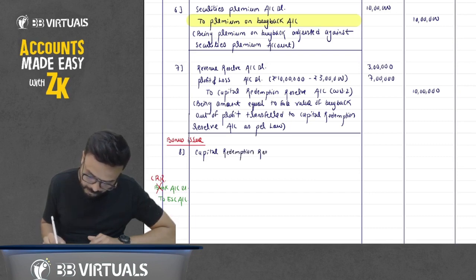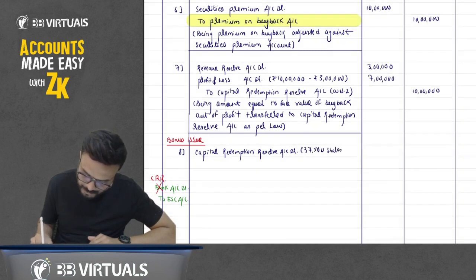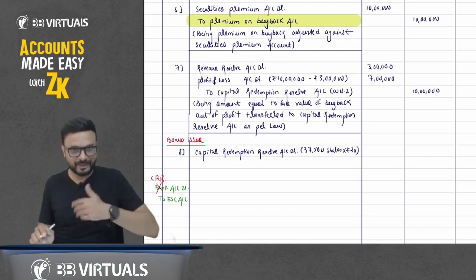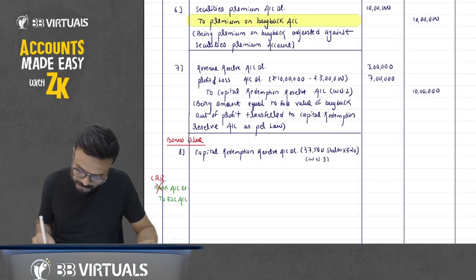Capital redemption reserve account debit, 37,500. How have we calculated 37,500? We'll make a working note on it. 37,500 shares, and the share is of rupees 20. We have done buyback at 36. We are issuing bonus shares at rupees 20 only. So we will make working note number 3 on it.